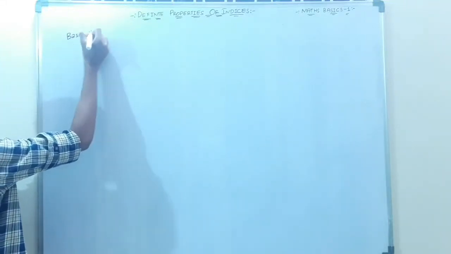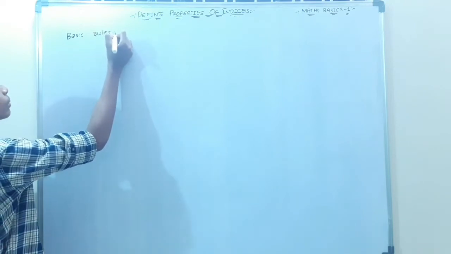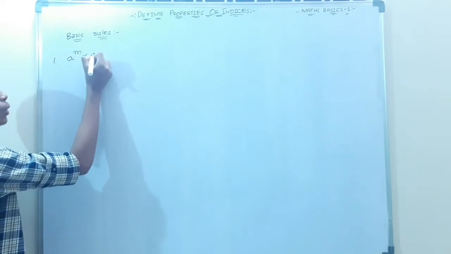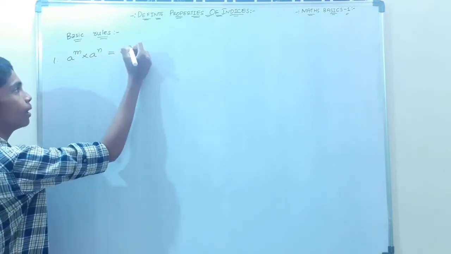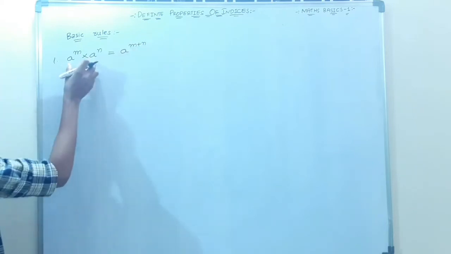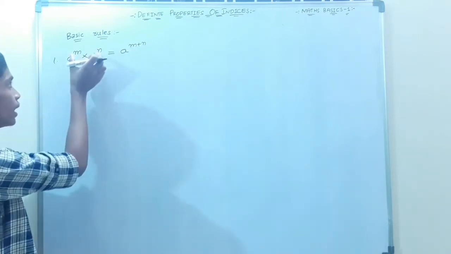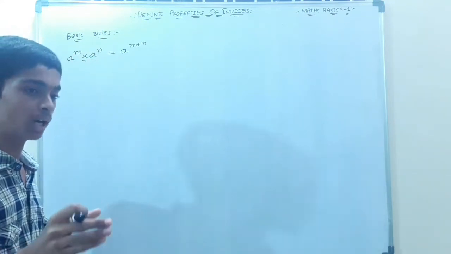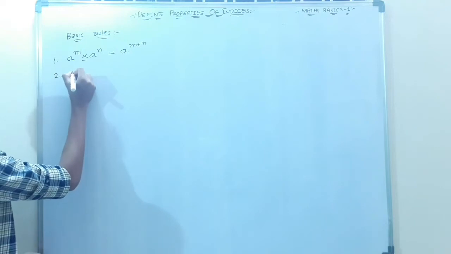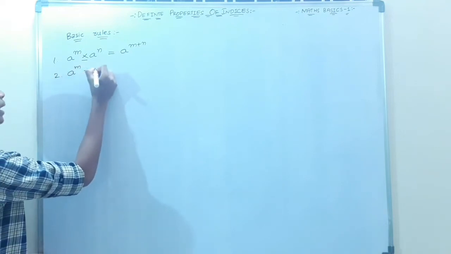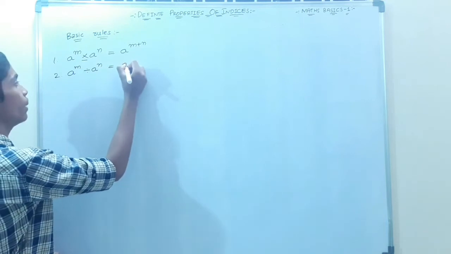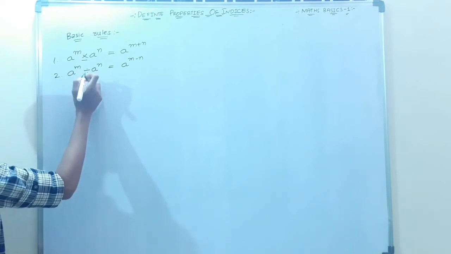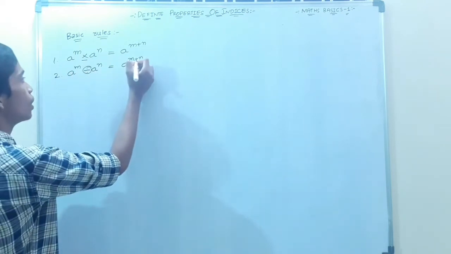Coming to basic rules or properties, we have the first one: a power m into a power n is equal to a power m plus n. If the bases are equal, the powers should be added when the middle sign is multiplication. The second one is a power m divided by a power n is equal to a power m minus n. When the bases are equal and there is a division sign in the middle, we have to subtract the powers.